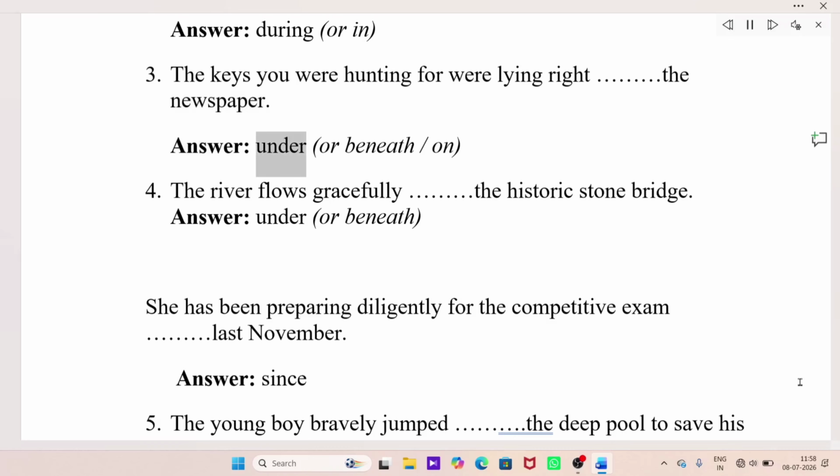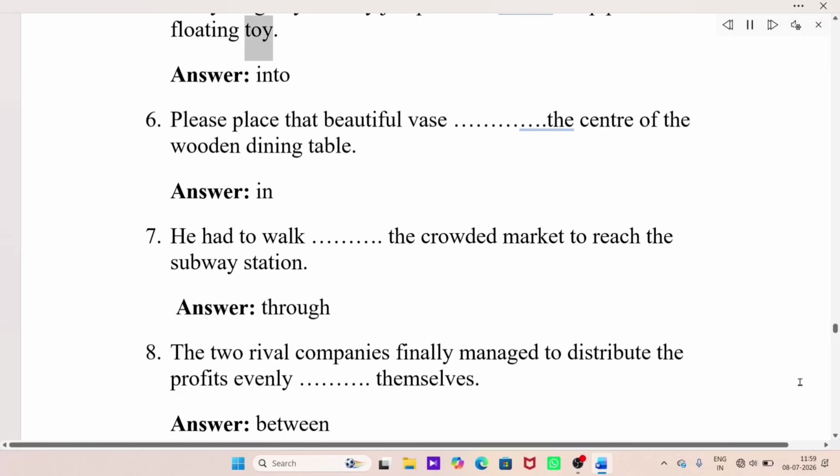Answer: under, or beneath/on. The river flows gracefully ___ the historic stone bridge. Answer: under, or beneath. She has been preparing diligently for the competitive exam ___ last November. Answer: since. The young boy bravely jumped ___ the deep pool to save his floating toy. Answer: into.